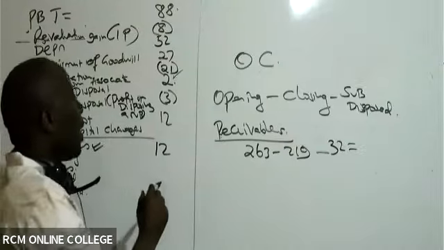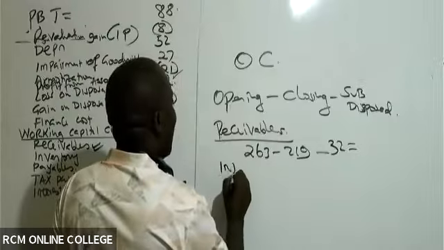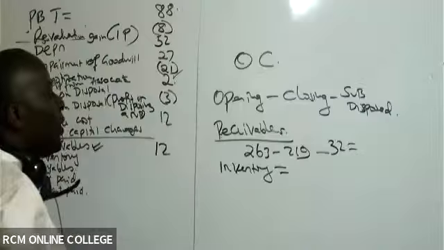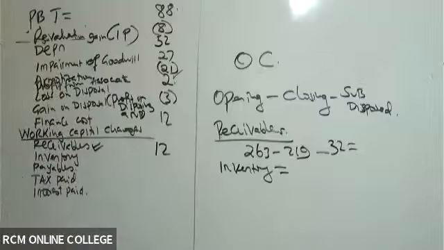Yeah. Please go and do the same for inventory for us. I would want to see whether there is anybody who will be able to do the same for inventory. Inventory. It's about opening minus closing minus the subsidiary disposed.